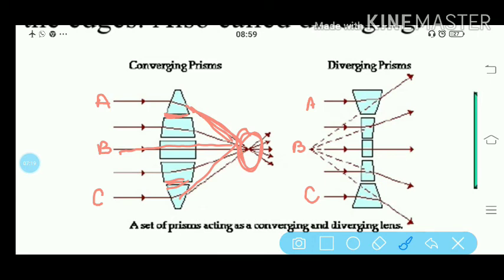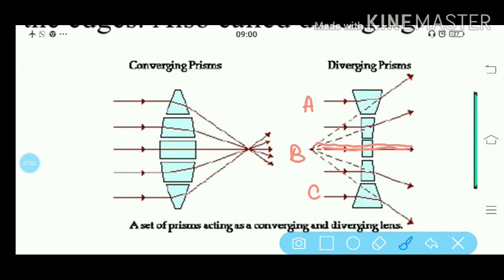Now, the diverging action of a concave lens. Suppose we consider the same way, three incident rays A, B, C. The ray B will pass undeviated because it is a glass slab, the central part. Thus, a set of prisms forming a concave lens diverges the parallel rays. What happened here? The ray A, when it is coming and striking this prism, its base is towards this side. So, refraction is towards the base.